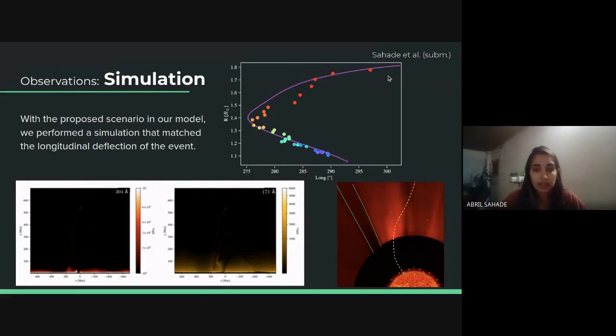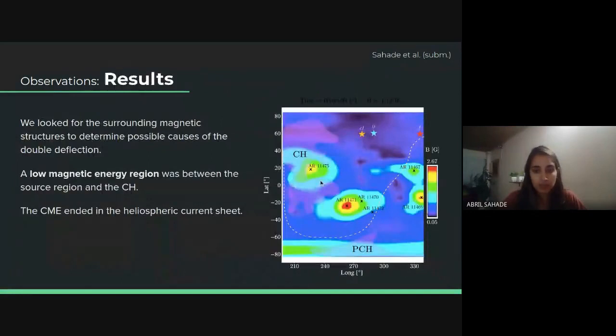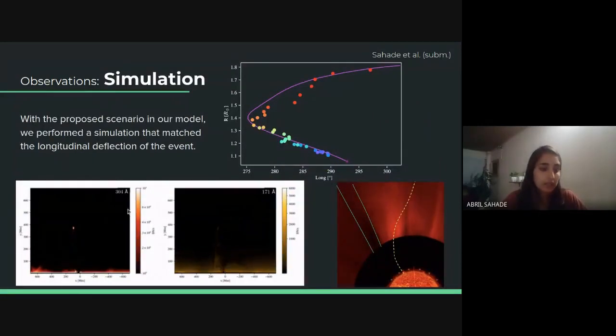Well, in this plot, we have in solid line our simulation, and the dots are the measurements. We see a very good match between both for the longitudinal deflection. As you can see, the latitudinal one is practically negligible. Here we have the synthetic emission of our simulation in both filters in which we can see the events.